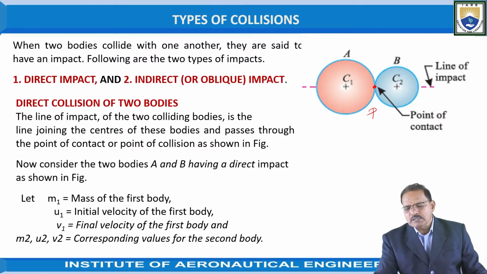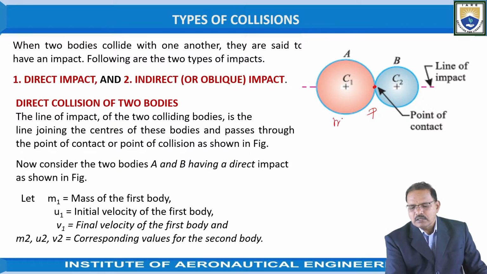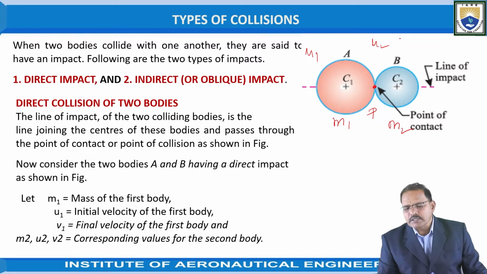Now consider the bodies A and B having masses m1 and m2, moving with initial velocities u1 and u2. After the collision, they separate with velocities v1 and v2, as shown in the figure.